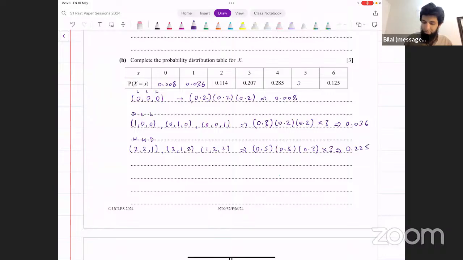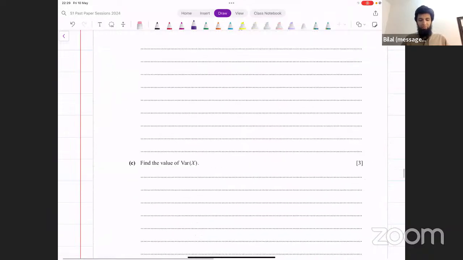I can fill this table completely. And now if I add all of these probabilities up, let's see what I get from this. 0.008 plus 0.036 plus 0.114, 0.207, 0.285, 0.225, and 0.125. And that's giving 1. And that confirms that your working is correct as well. All right. So it's good to calculate it like this, because then you can verify your answers as well. That's part B. Now let's move on to part C.